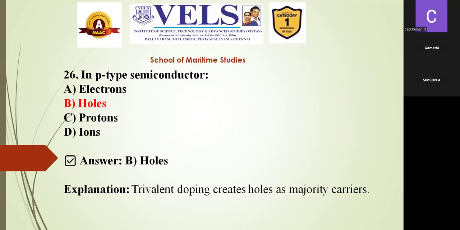These semiconductors are also classified into 2 types, P-type semiconductors and N-type semiconductors. These P-type and N-type semiconductors depend upon the majority charge carriers. Charge carriers are nothing but electrons and holes. The majority charge carriers are holes in the P-type semiconductor. In N-type semiconductor, the majority charge carriers are electrons.